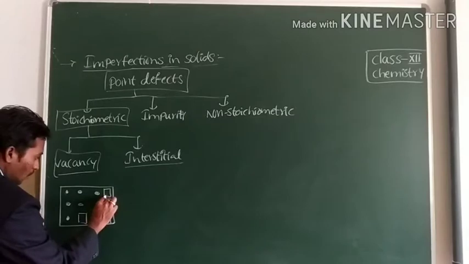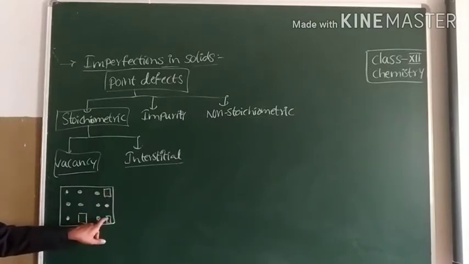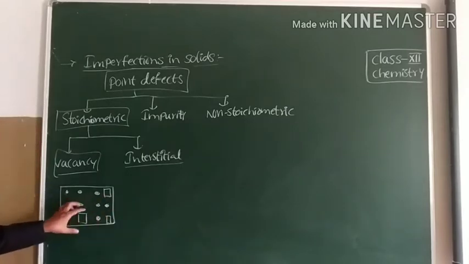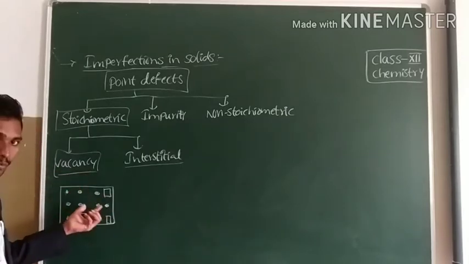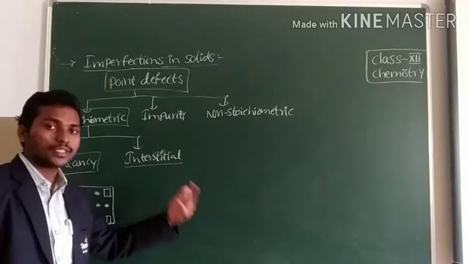So this is one vacant site, this is another vacant site, and this is the third one. In this crystal lattice, some of the lattice points or lattice sites are vacant. This causes vacancy defect. And one more point, this vacancy defect decreases the density of the solids.